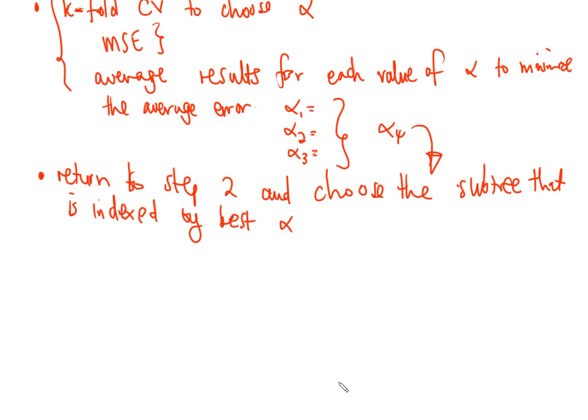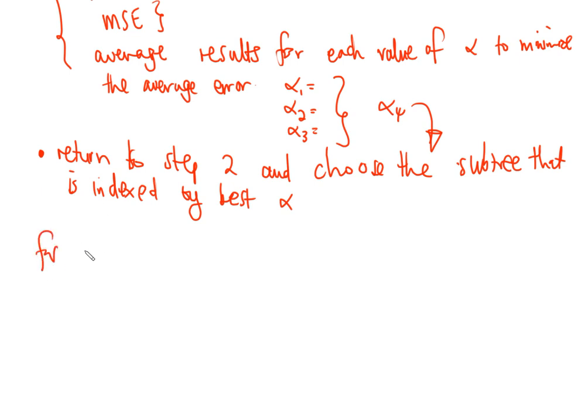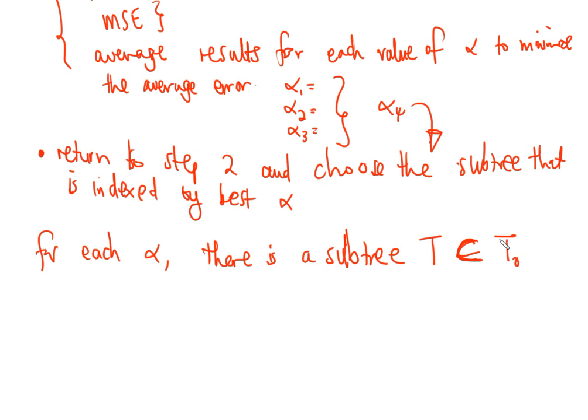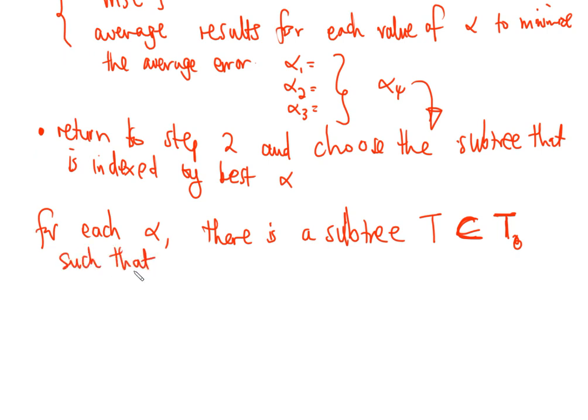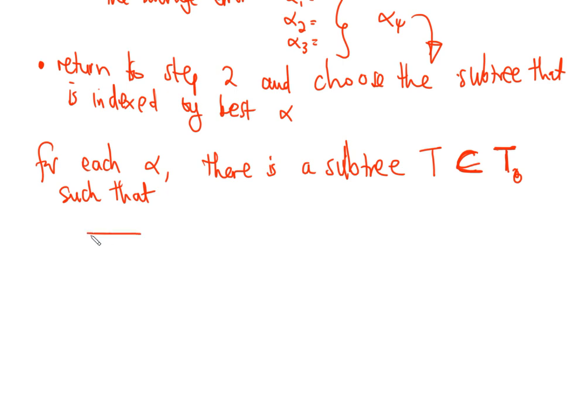For each value of alpha, someone will be like, but what are those subtrees? So for each alpha there is a subtree, contained in this father of all trees, right? Such that, let me write the equation here, m equal to 1. Bear with me, I'm just going to write the equation and then I'll explain what it means.